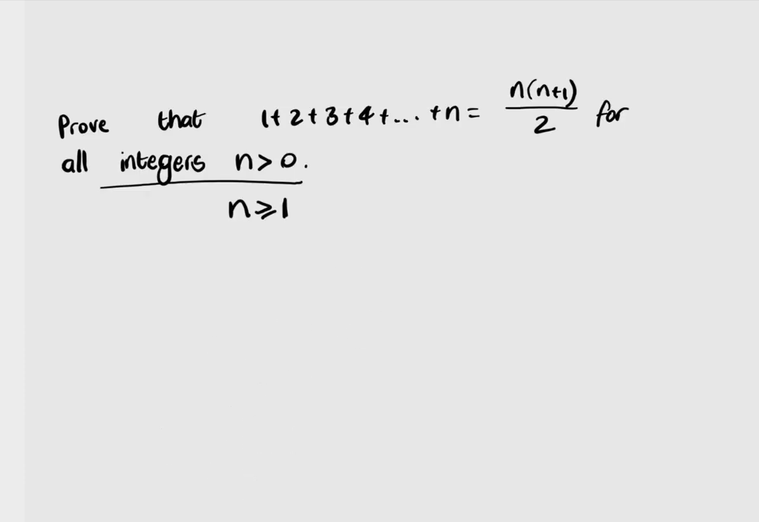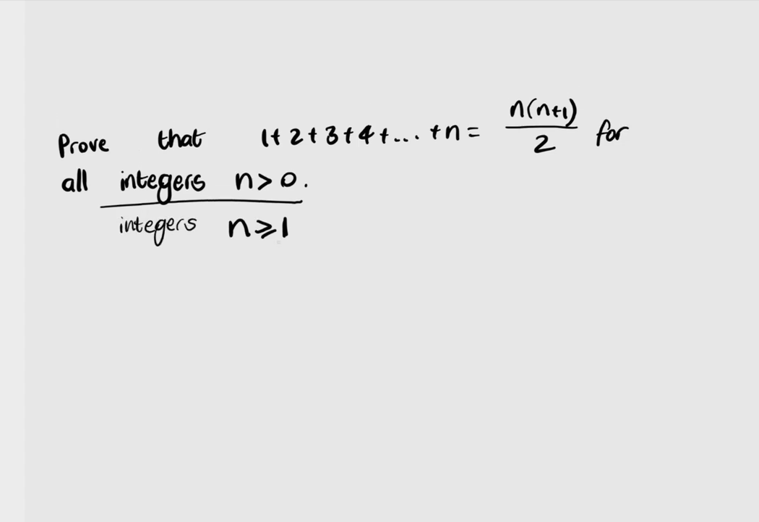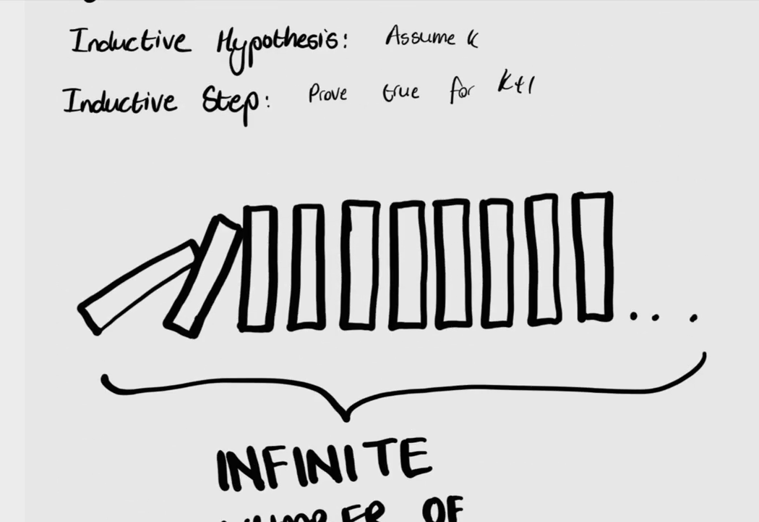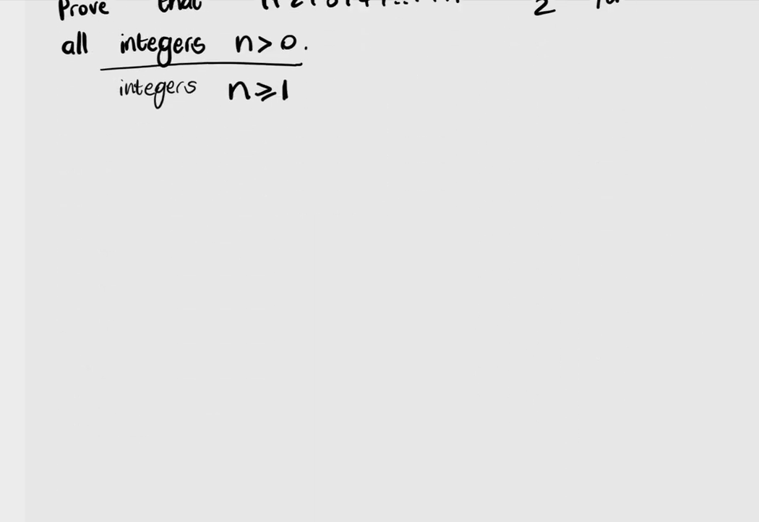Onto an example. Prove that 1 plus 2 plus 3 all the way up to n is equal to n times n plus 1 all over 2 for all integers n greater than 0. But what I want you to notice is that integers n greater than 0 is the same as saying integers n such that n is greater than or equal to 1, since 1 is the very next integer after 0. So what we have to start off by doing is the basis step, just how we did it there.